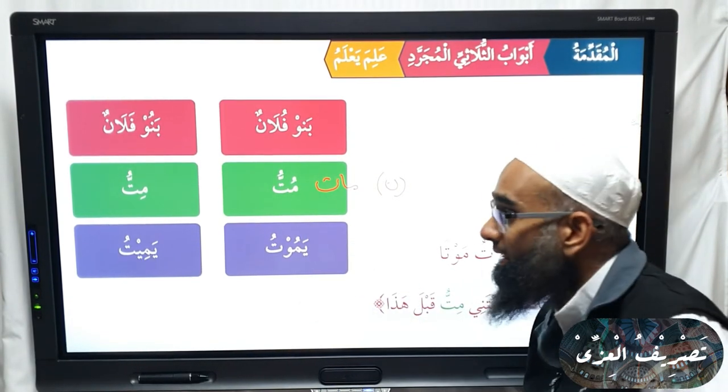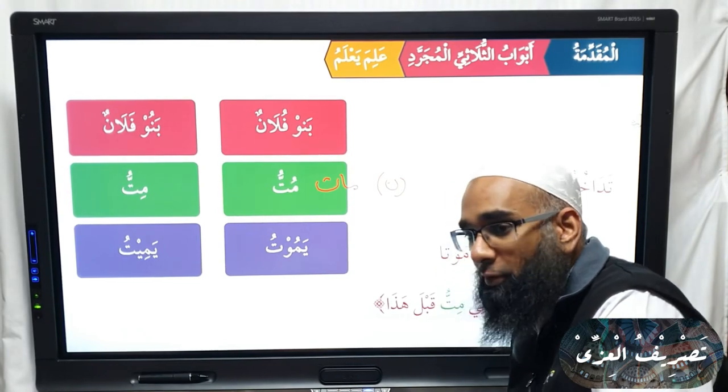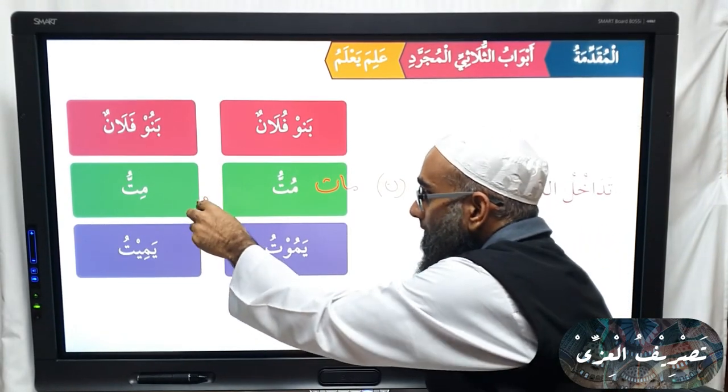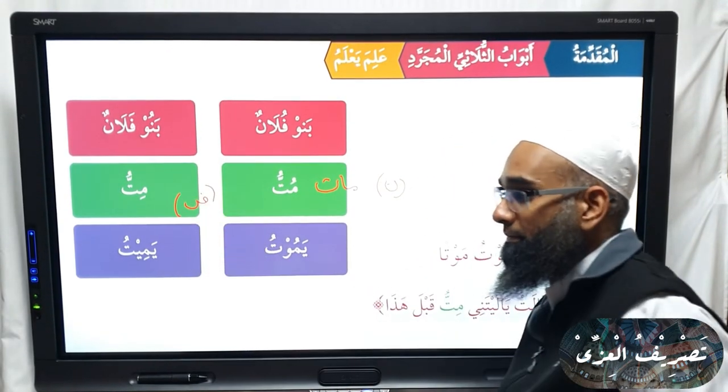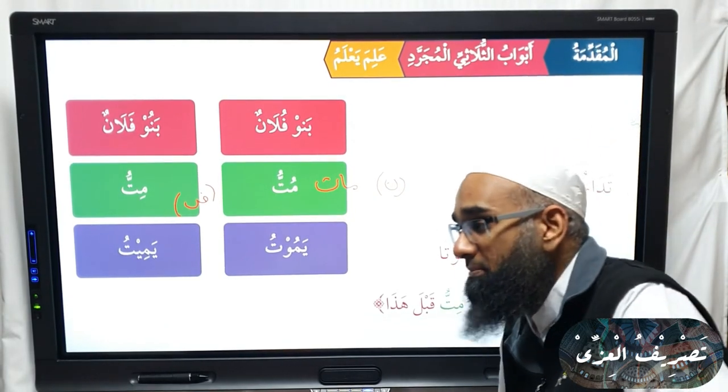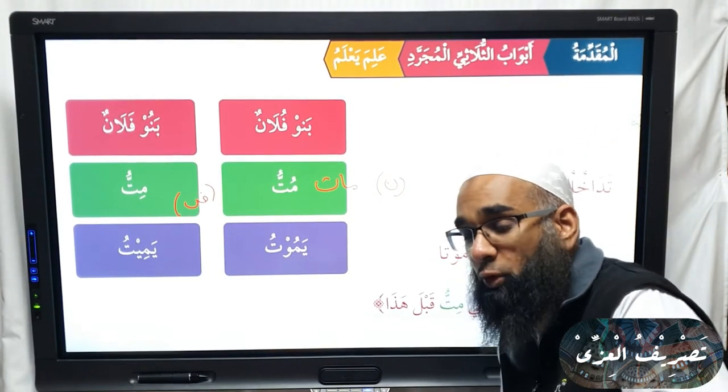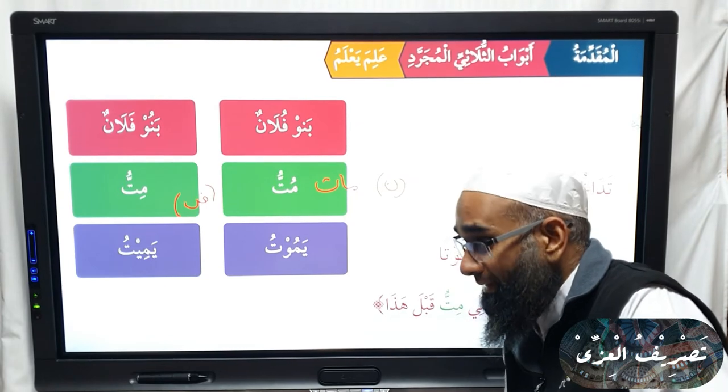Another tribe, they say mata yamitu. So they made it from the bab of daraba. So when you get the madi, what happens? Mata, matu, mata, mata, ta. They say mitna.